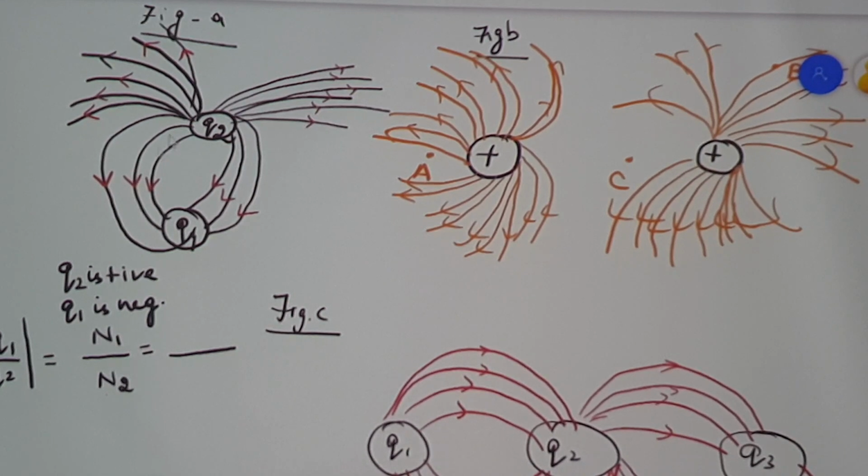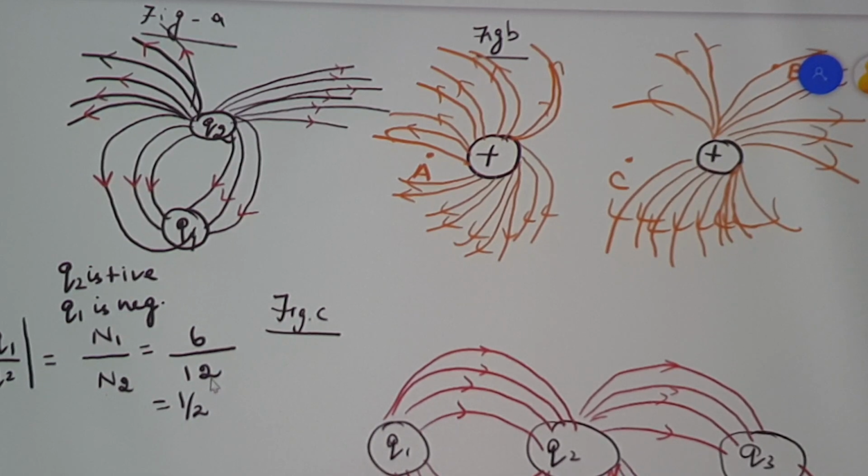N2 is the number of lines going out because it is representing the positive charge. You count 1, 2, 3, 4, 5, 6, again here 7, 8, 9, 10, 11, 12. So from Q2, 12 electrical lines of force are going out. So N2 is considered to be 12. What is N1? How many electrical lines of force are reaching Q1? From Q2 to Q1, 1, 2, 3, here 4, 5, 6. So you will get 6 divided by 12, or you can get the answer as 1 divided by 2.